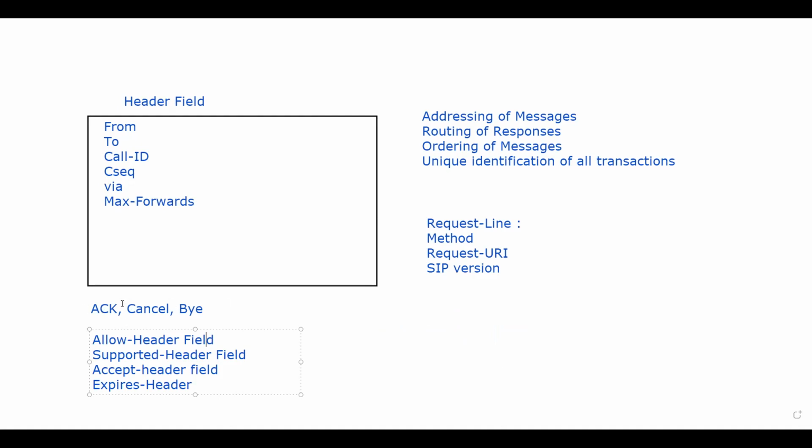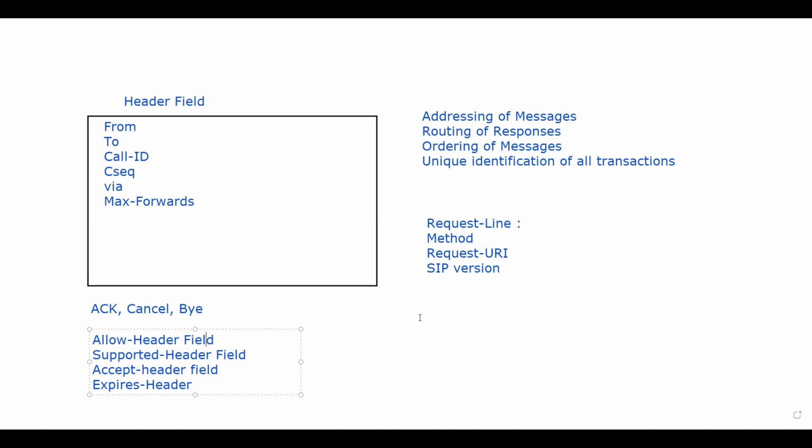Because these are messages, these are not the headers. So then you will be able to see the allow header, supported header, accept header, and the expires header field as well, right? And after that, let's say it's an early offer. I hope everybody knows about it. What is early offer? Let me give you a brief.